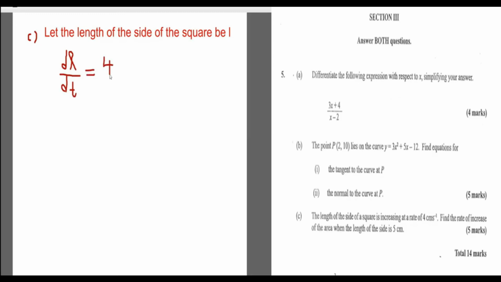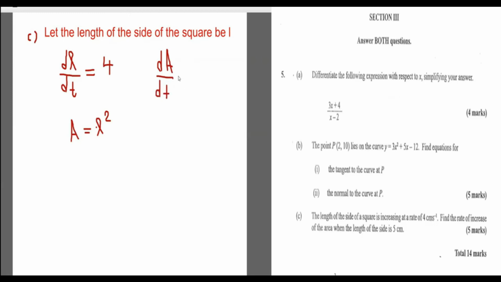It says find the rate of increase of the area. First thing we need to know is that area is equal to pi r squared. Why am I thinking about circle? My apologies. Area of a square is the length squared, or length times length. And it says find the rate of increase of the area, so they want dA by dt.